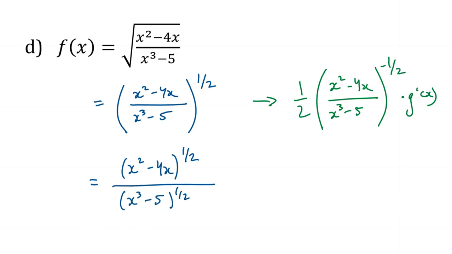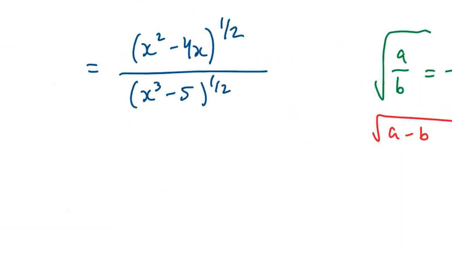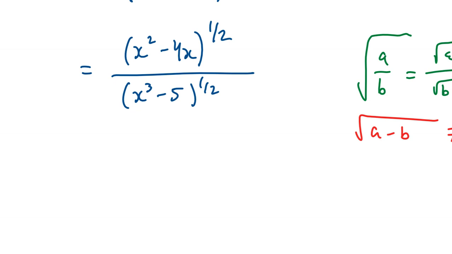Square root of a over b is equal to the square root of a over the square root of b. Square root of a minus b is not equal to square root of a minus the square root of b. All these little properties that come up and people try to use them, make up their own things or do things wrong. You got to know every single one of them in a course like this and when you can use them and how. So you can go ahead and try this one on your own if you like.